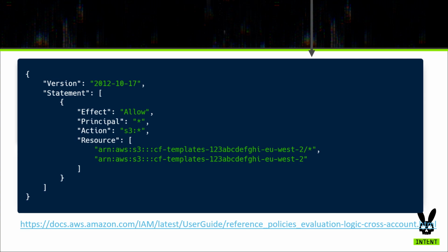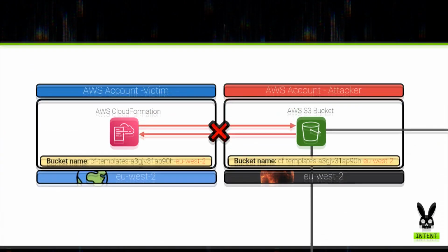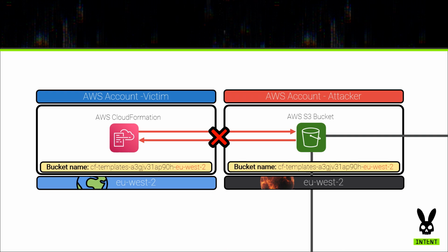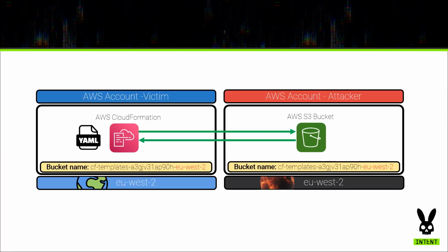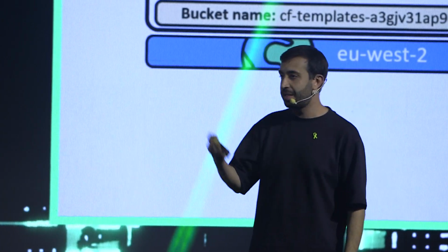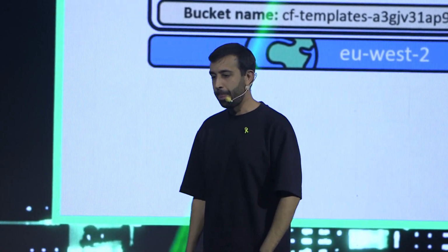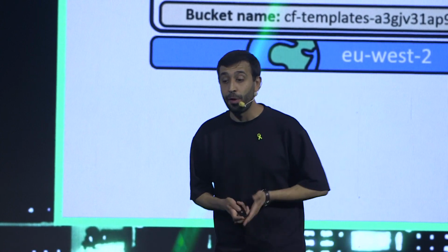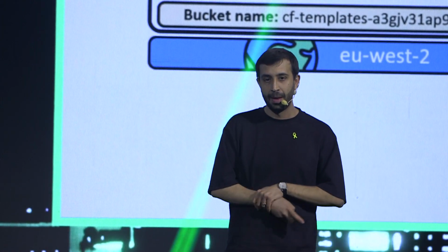So after the attacker does this, now the CloudFormation service will succeed to interact with the attacker S3 bucket. So whenever the user uploads a template file to the previously vulnerable CloudFormation service, this template file will be stored in the attacker S3 bucket. So the attacker can enumerate this file, find secret resources, and more. So we have here an information disclosure scenario.